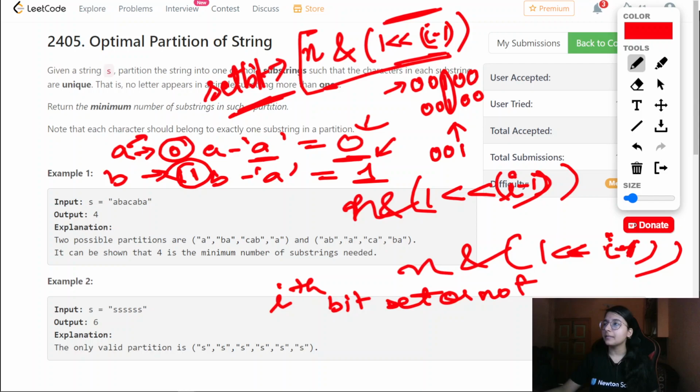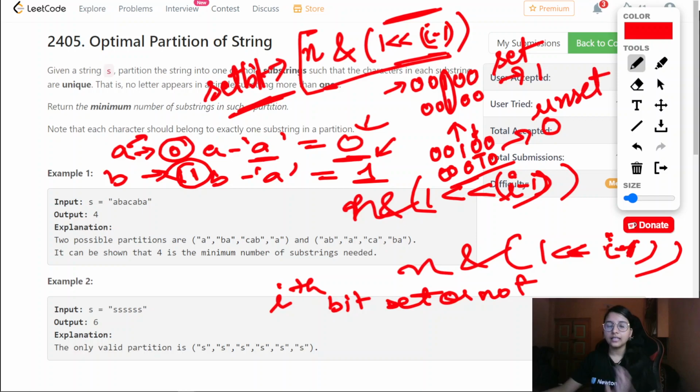If a number is something like this, and we give a number like this, then here you can see that this particular 0 reflects that it is not set. So that's why it will return 0 and this will return 1. So this indicates that the bit is set and this indicates that the bit is unset. This is the thing I am trying to explain.